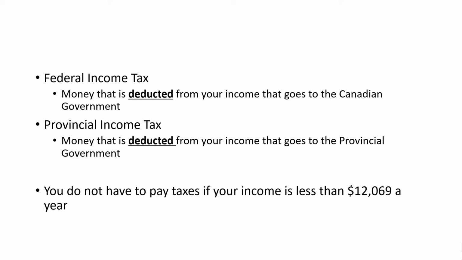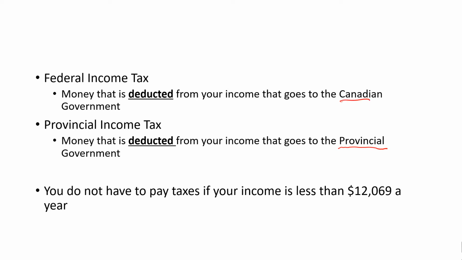And there are two different types of income tax. There is federal income tax, and federal income tax is money that is deducted, and remember, deducted means taken away, money that is deducted from your income that goes to the Canadian government, so for all of Canada. And then there is provincial income tax, and that is money deducted from your income that goes to the provincial government so that they can spend stuff. So provincial government, if you're working in BC, that money goes to British Columbia. So those are our two different types of income tax.